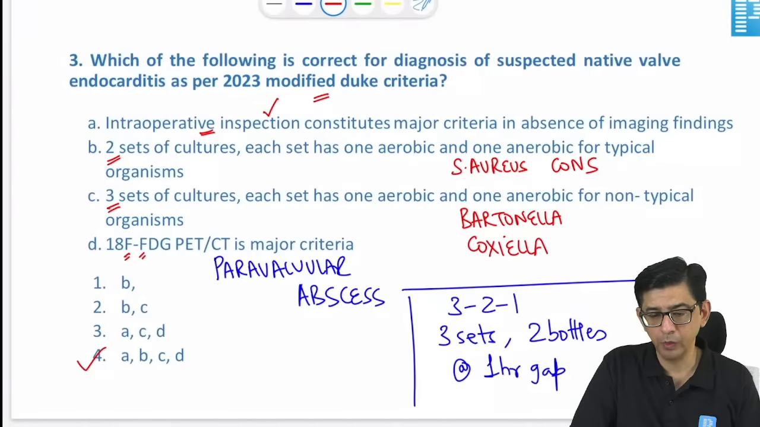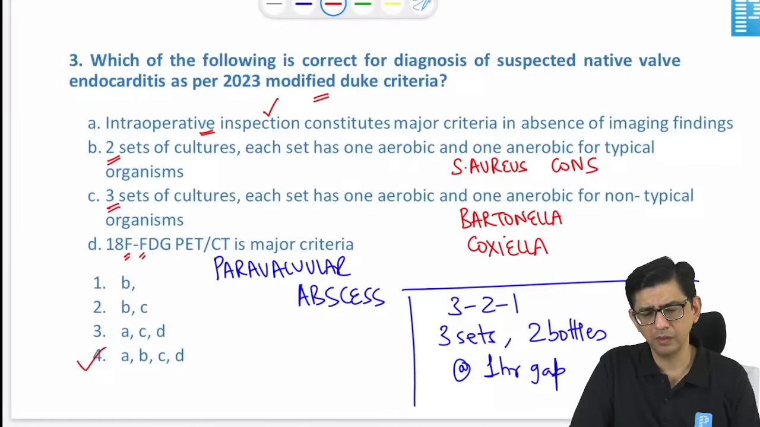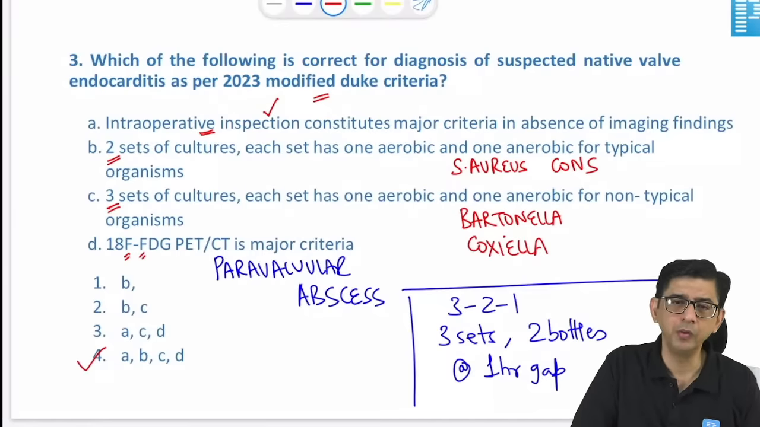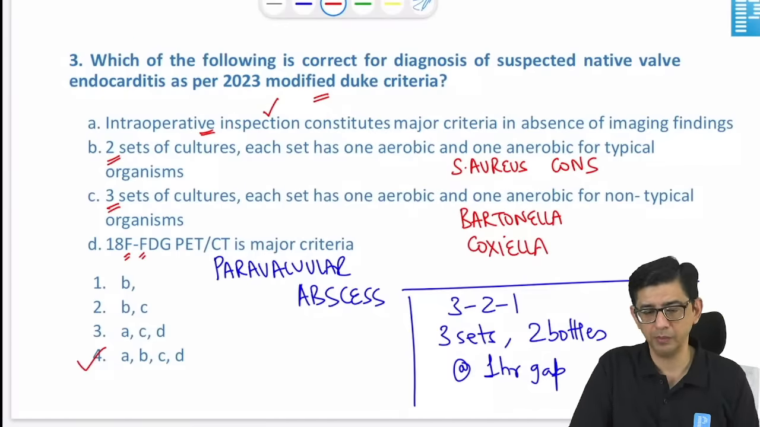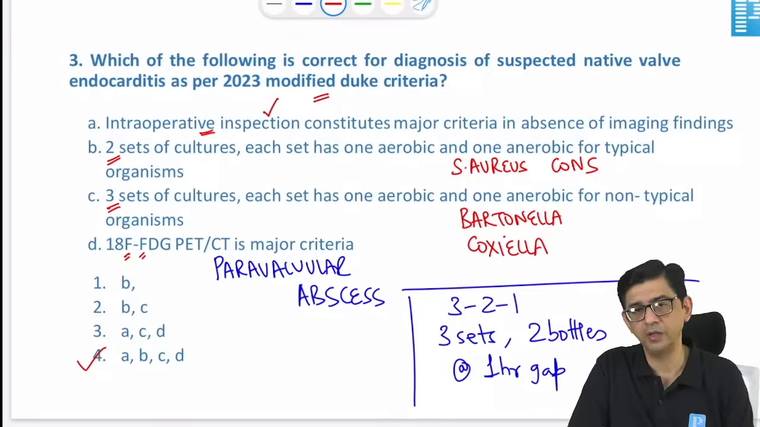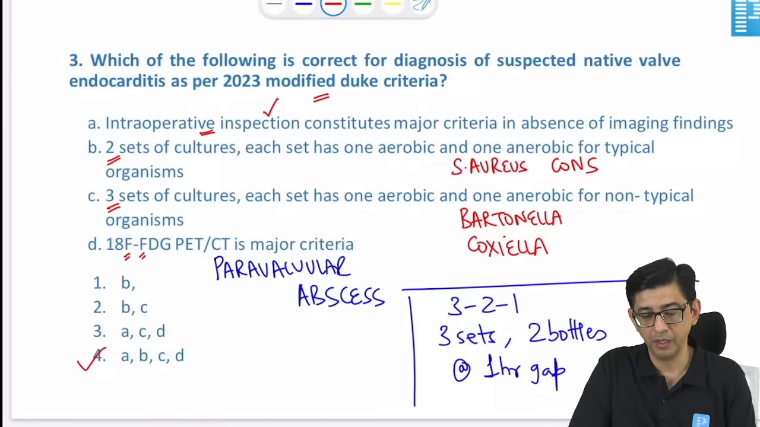Flecainide is used in WPW arrhythmias. In WPW, the main treatment would be radiofrequency catheter ablation. Flecainide is used only in case the catheter ablation has not been done.